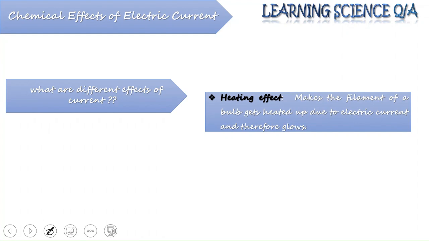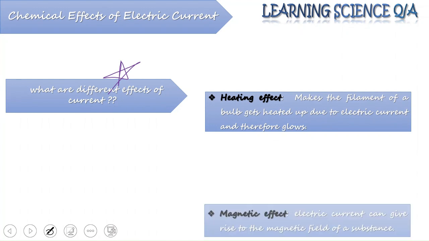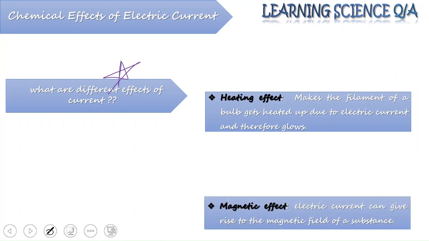Now, students, at the end, we'll just look at the different effects of electric current. Again, very important from the exam point of view. Heating effect of electric current is one thing that we have seen, that whenever electric current is flowing through the wire, it produces heat, and this makes the filament of a bulb glow. Similarly, we have already seen the magnetic effect of electric current that can create a magnetic field around the conducting substance.